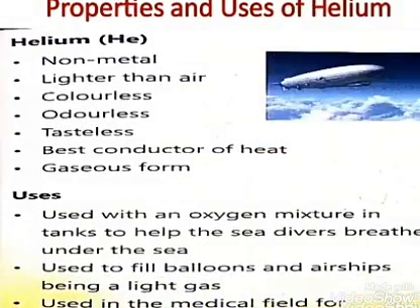Next element is helium. Helium is a non-metal. It is lighter than air. It is colorless, odorless, tasteless. It is a bad conductor of heat. It is also present in gaseous form.